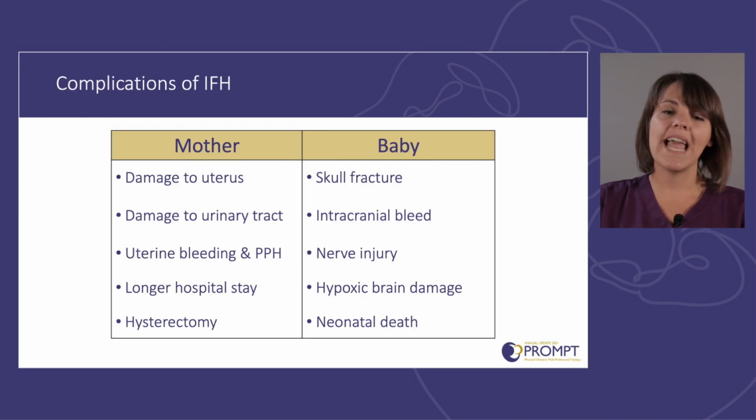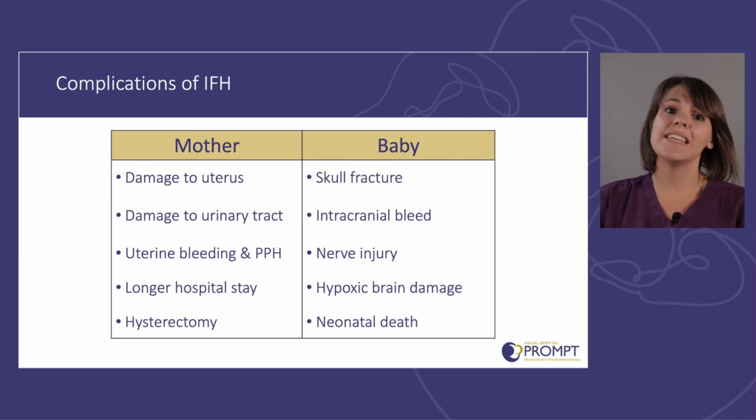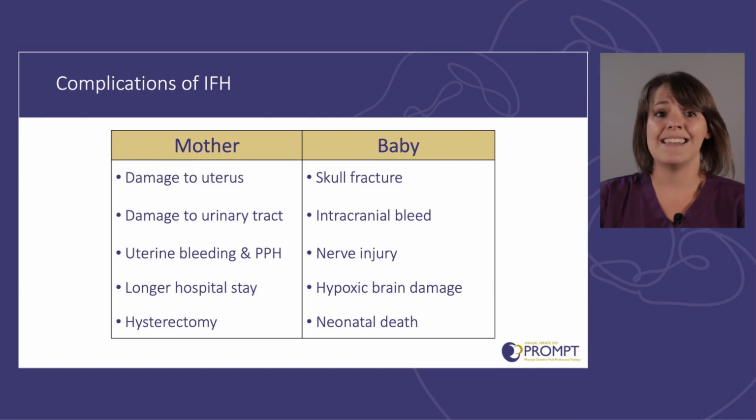So in terms of the complications of an impacted fetal head, they can complicate both the mother and baby. Maternal complications include damage to the uterus and urinary tract, uterine bleeding and postpartum hemorrhage, longer hospital stay, and hysterectomy. And babies can have skull fractures, intracranial bleeds, or nerve injury. And difficulties delivering an impacted fetal head can result in delays delivering a potentially compromised baby, and this can lead to hypoxic brain damage and, in rare cases, neonatal death.